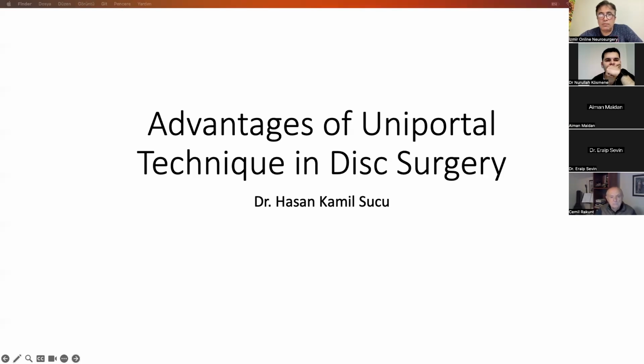What I will talk about is the transforaminal technique, because both the interlaminar monoportal technique and the unilateral biportal technique are similar techniques. Both methods are posterior approaches. The dura is viewed from the posterior, so they are like microdiscectomy. What is distinguished here? The transforaminal unilateral endoscopic technique.